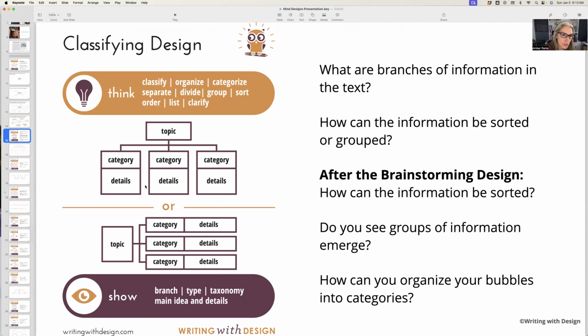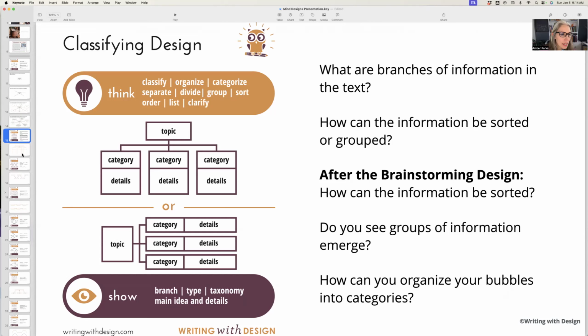And then you can see the two visuals here, both a top-down and a left-right organization of a topic being branched into categories and then into details. Look at all these great think words. If students are being asked to categorize or organize or group or sort, those are all words that are very indicative of using a classifying design. Or the show words: do you need to make branches? Do you need to talk about a main idea and details? Is there some type of taxonomy or hierarchy to the information? This classifying design is incredibly helpful for that.